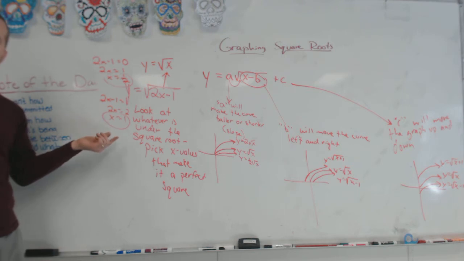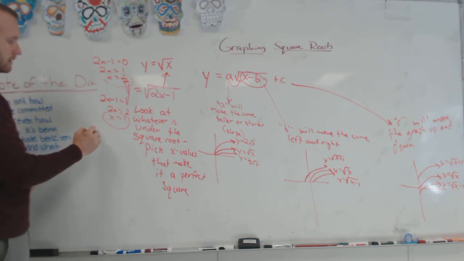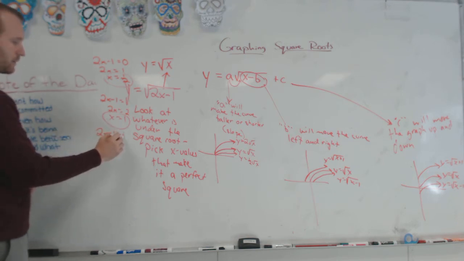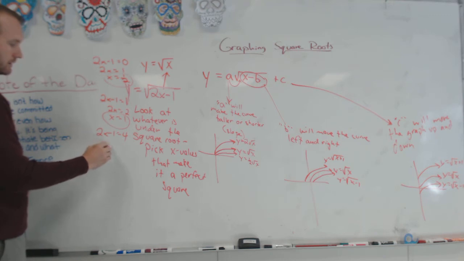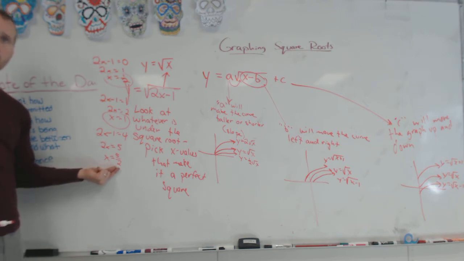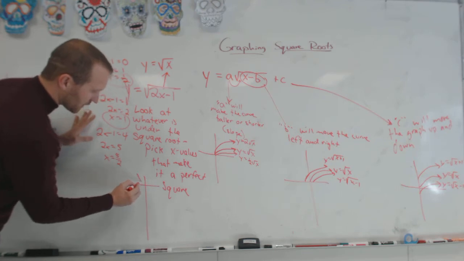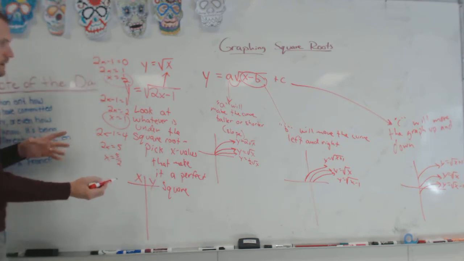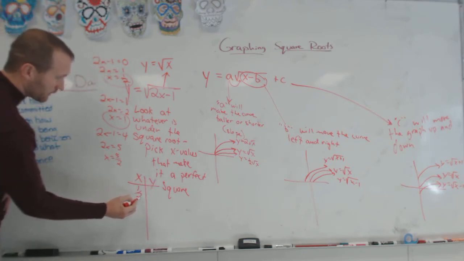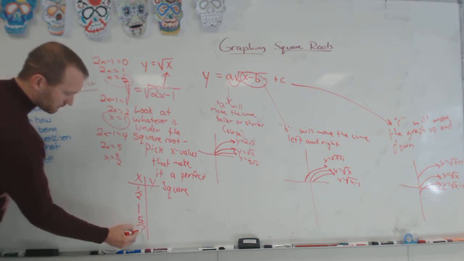What's the next perfect square? 0, 1, 4. So I want 2x minus 1 to equal 4. 2x equals 5, x would equal 5 halves. That's going to be my next x value in my t-chart. Then I'm going to come back to my t-chart. I'm going to say, okay, x is 1 half, x is 1, and x is 5 halves.